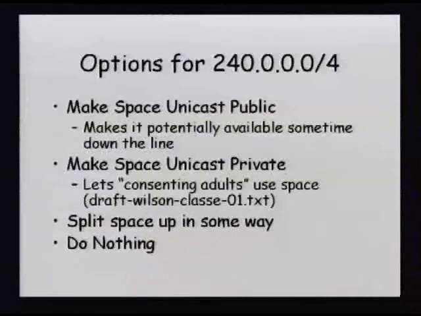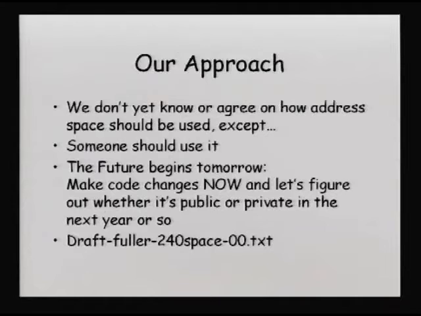There are several different ways you could go about using this space. The first is to throw it into the public use pool, which makes it potentially available sometime in the future for general use. Of course, since implementations need to be modified to accept these addresses, you can't do that tomorrow. The second option is to make the space private use address space, just like another chunk of RFC 1918 space. That's what Draft Wilson Class E01 talks about. Jeff Houston's one of the co-authors, and he can answer questions about that. Or you could split the space between those two uses, or find some other special use for it. Or you can do nothing, which is basically what we've been doing and what we seem to do a lot of in the internet industry.